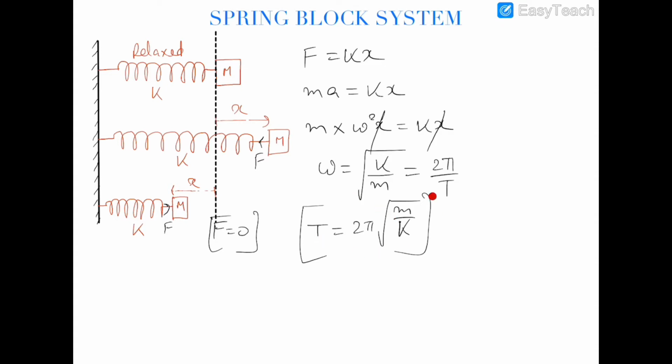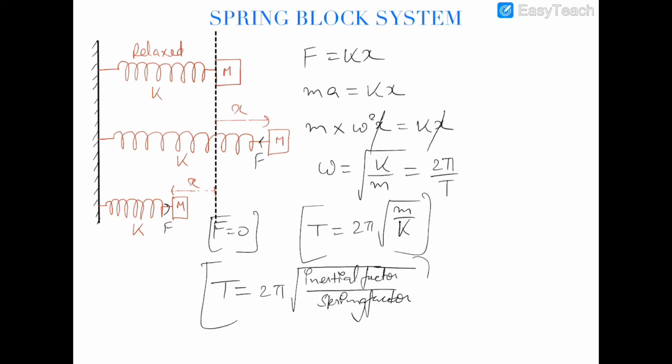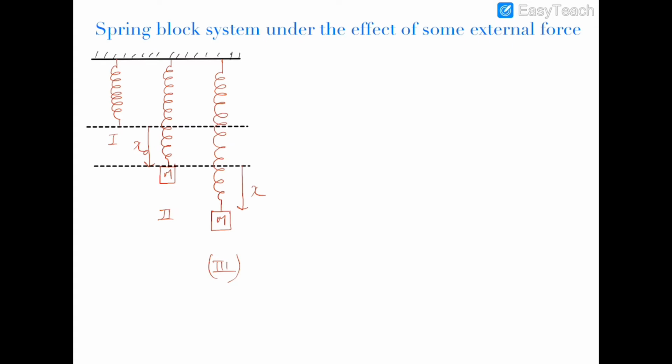Then in all cases this formula will be valid, and you can also write this formula as T is equal to 2 pi under root inertial factor, which is mass, upon spring factor, which is K. Okay, so this is the formula. So now let's move on to the next case.